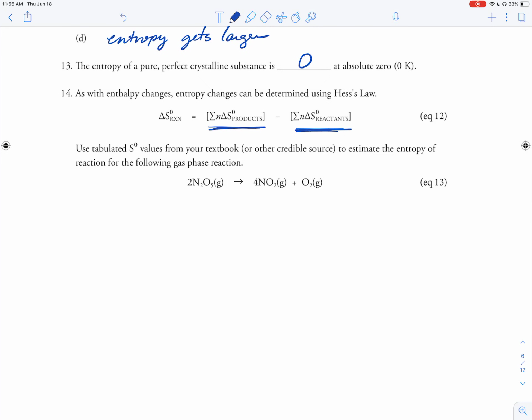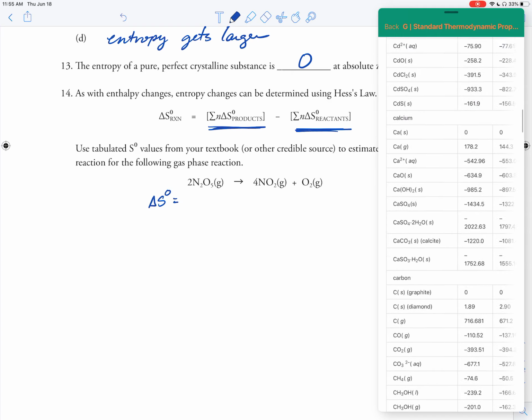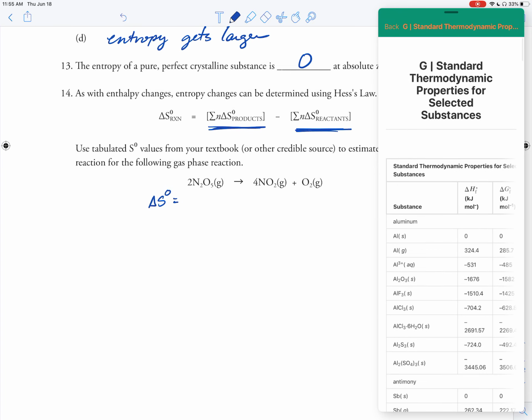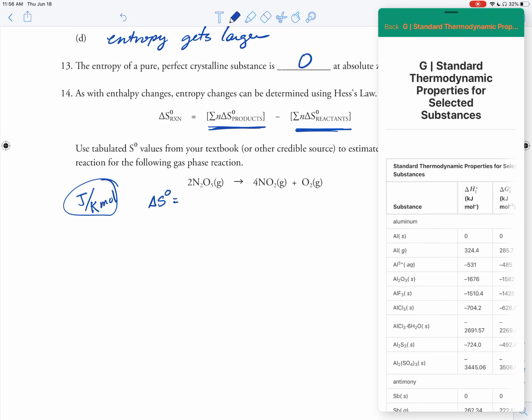If we were doing that for this particular reaction, we need to know the delta S naught of these particular substances. Where do you find those? That's where you pull your textbook back in. You use the same kind of chart that you use for delta H naught of formations, but we're going to use the third column, the delta S's. If you'll notice, the units are joules per Kelvin mole, so they have slightly different units than the enthalpy values.